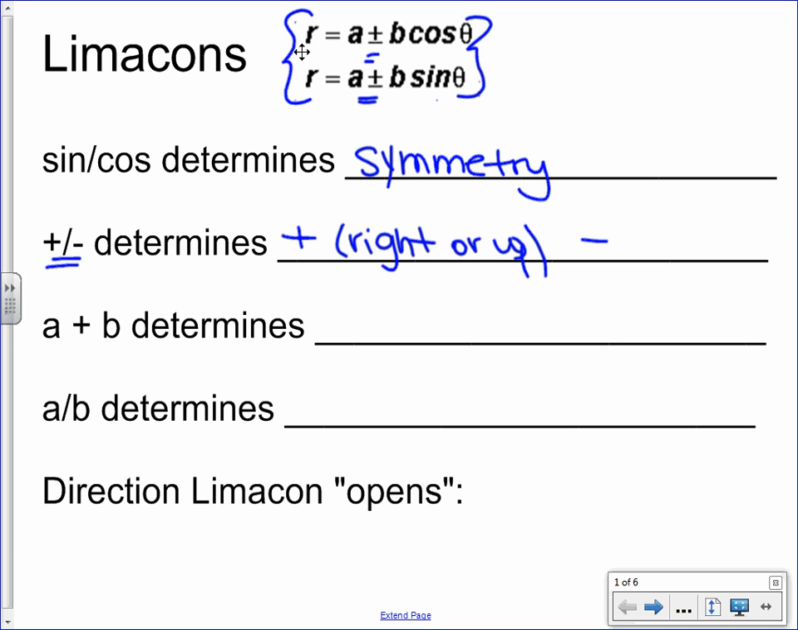Okay? If there's a negative in between there with a cosine, our curve is going to be more to the left. If it's sine, our curve is going to be more down. Okay?